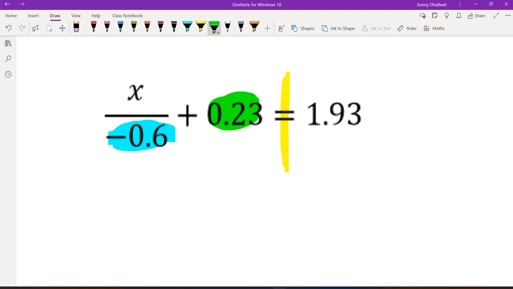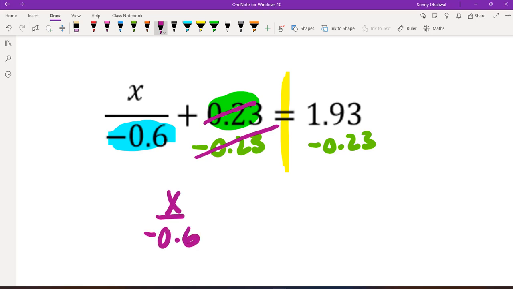Right? Reverse BEDMAS. Of the two, which one are we going to get rid of first? Yeah, 0.23, because we're going to try to add and subtract first. So to get rid of this, how do we get rid of it? Minus it. So we do that once per side, adding and subtracting. Once per side. That is the rule to keep everything in balance. Okay? So now these cancel each other out. We're left with x over negative 0.6 on this side.